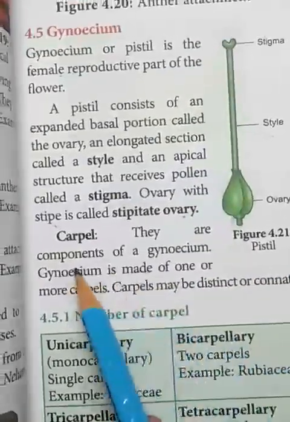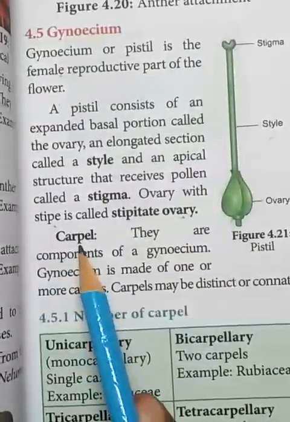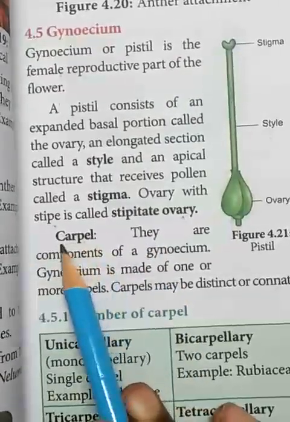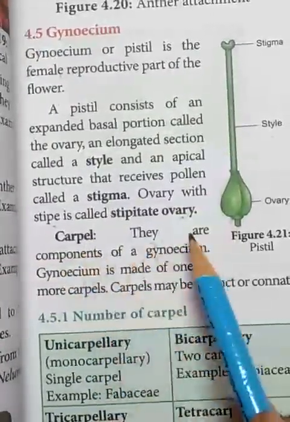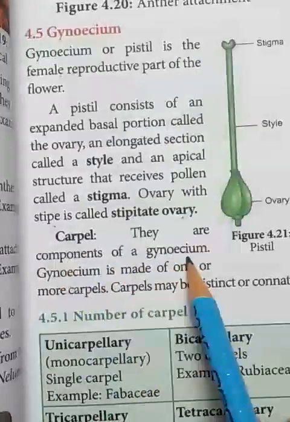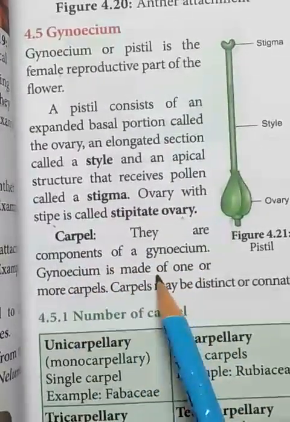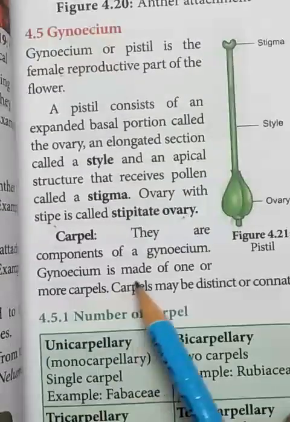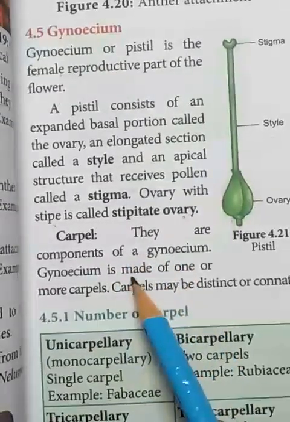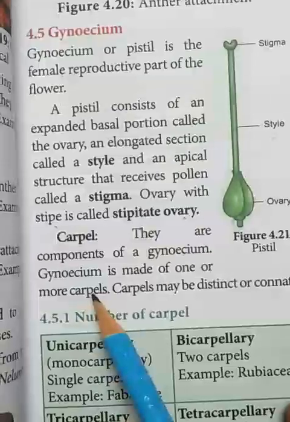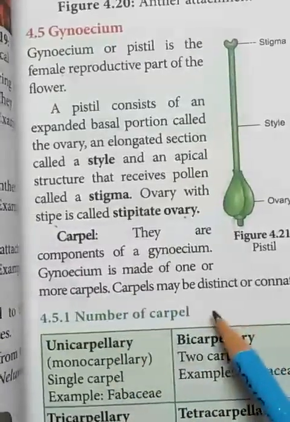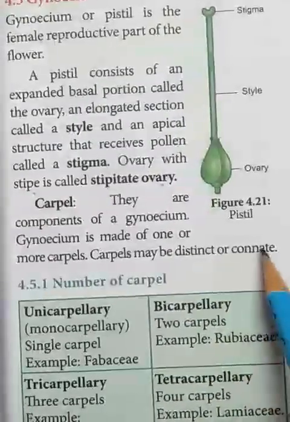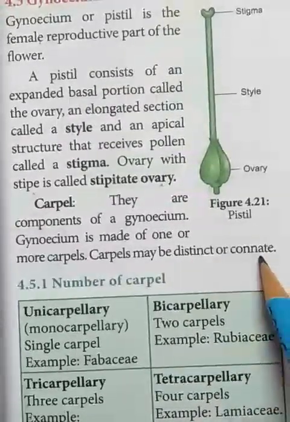Next we are going to study about the carpel. Now, the chambers inside the ovary are called carpels, or they are said to be the components of the gynoecium. Gynoecium is made up of one or more carpels. So inside the ovary, there may be one or more carpels. These carpels may be distinct or connate. The carpels may be free from each other or they may be joined to each other.